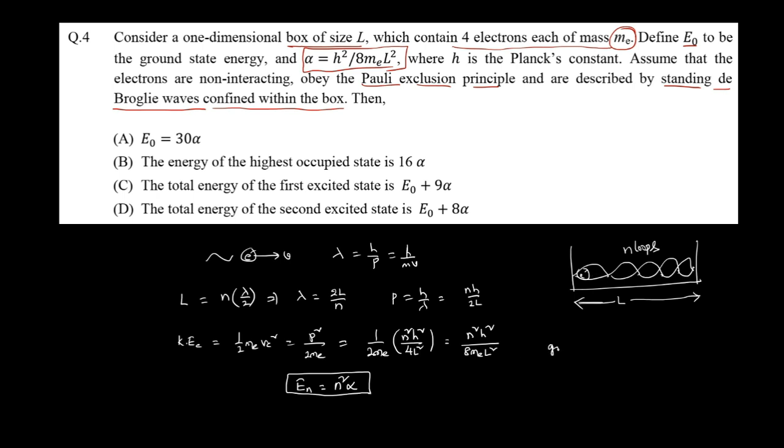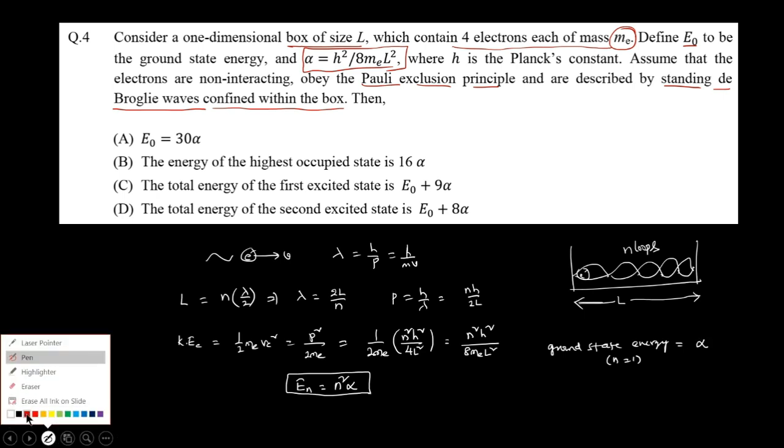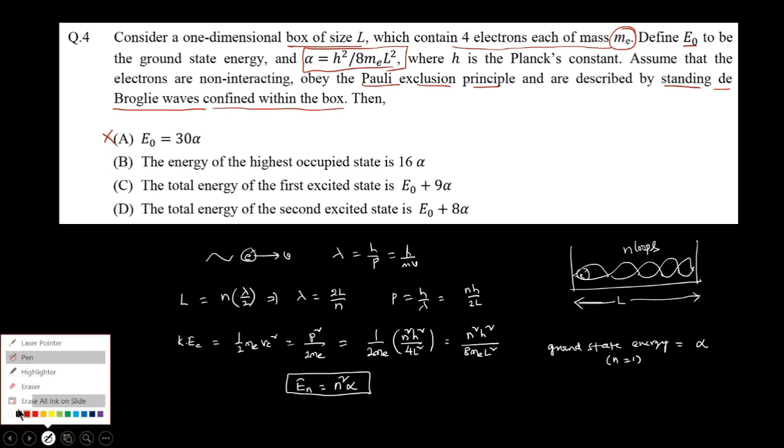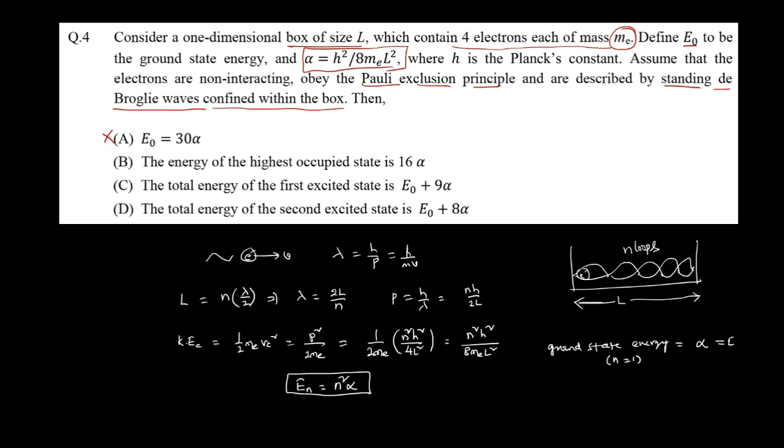Then what is the ground state energy? Ground state means n value 1. Ground state energy is simply alpha. So from this we can say that the first option is wrong, because the ground state energy they have given as E naught, then E naught value goes to be alpha.